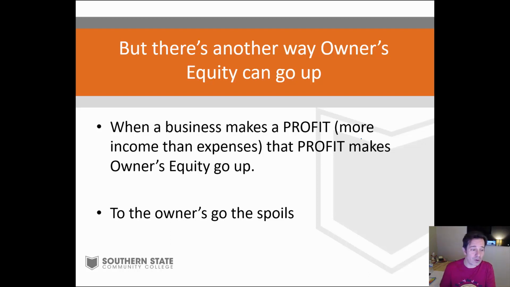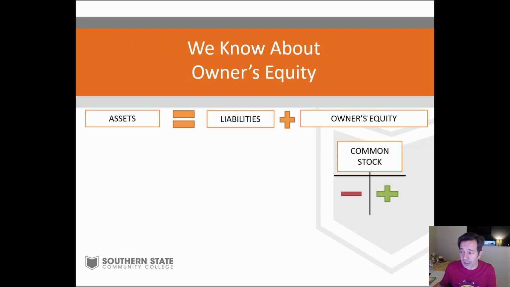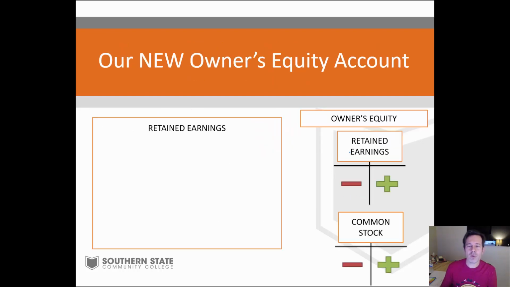Well, to the owners go the profits. So profits make that owner's equity go up, but not through common stock. We have to have another account. So what we're going to talk about in chapter 4 is a new account called retained earnings. Now, retained earnings is exactly what it sounds like if you break that name down. It's in the name. Retained.